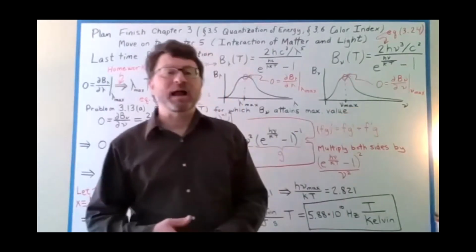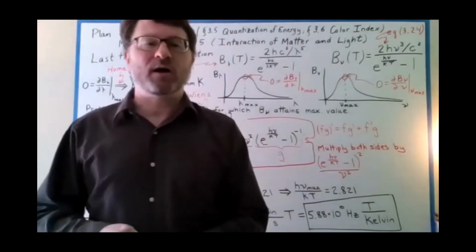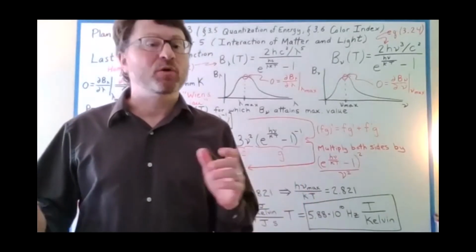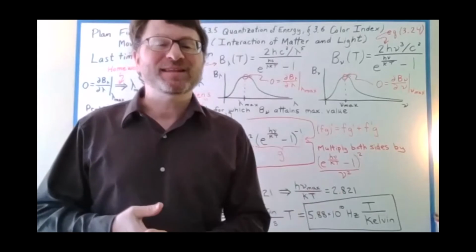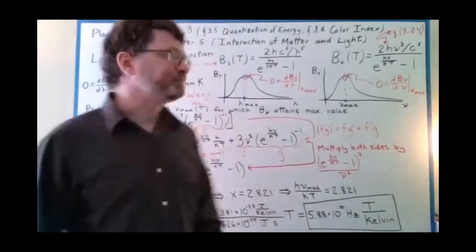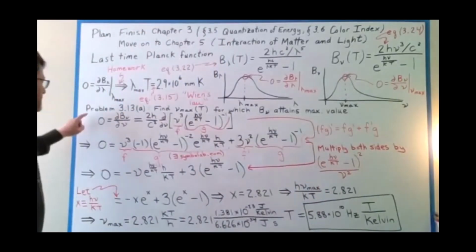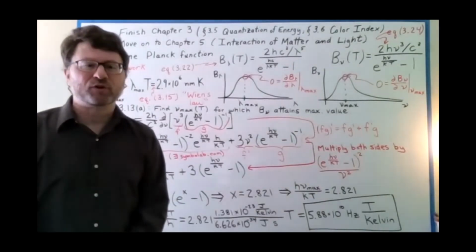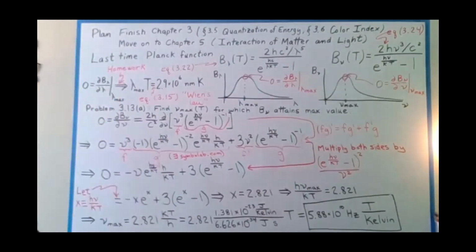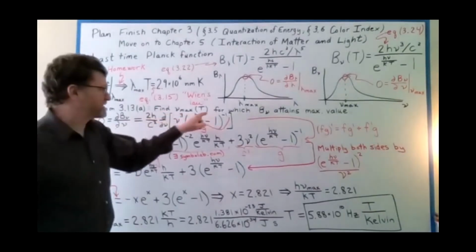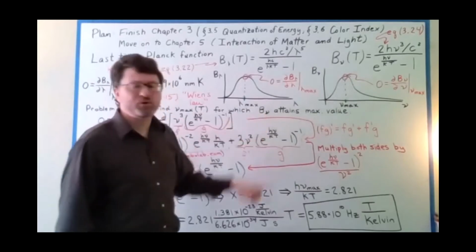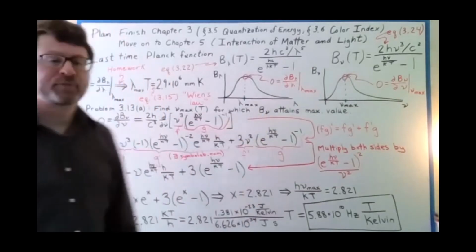And so when you're working it out on your homework to derive Wien's law from the Planck function, you can follow similar steps, although the details will be slightly different. So this is really just problem 3.13a on page 82 of your textbook that we're working right here to find nu max as a function of temperature, that is the frequency for which B sub nu attains its maximum value.